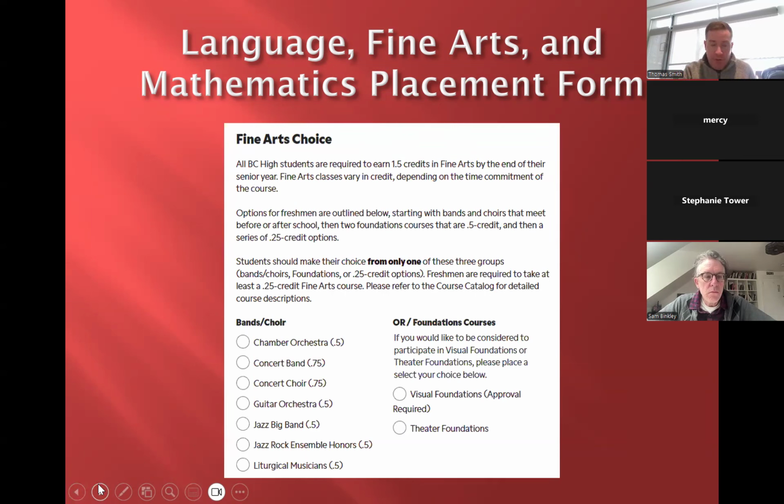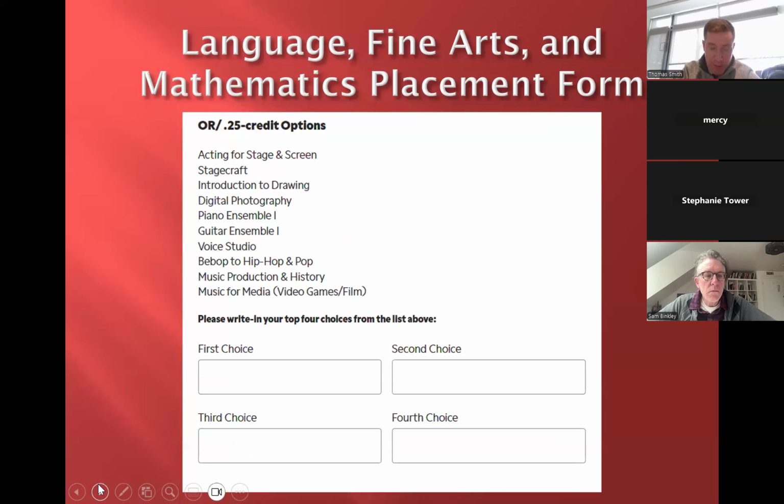All right. So you can see on the screen here on the left are the bands and choirs, on the right are the foundations courses, and then here are the quarter credit options. We do need him to write into each of these spaces his first choice, second choice, third choice, and fourth choice. Most kids will get their first choice, but for the quarter credit one, sometimes I might need to go to his second choice because of scheduling reasons, etc.